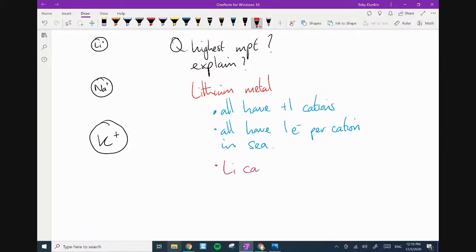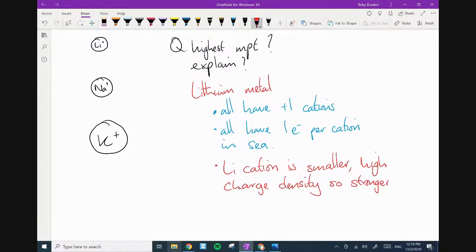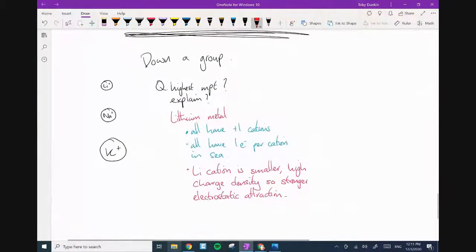Lithium cation is smaller, higher charge density, so stronger electrostatic attraction. Okay, cool. Lithium smallest. All have the same number of electrons and same charge. Well done, Louis. Great job. Electrons in the delocalized sea. Yep, absolutely right, Louis.